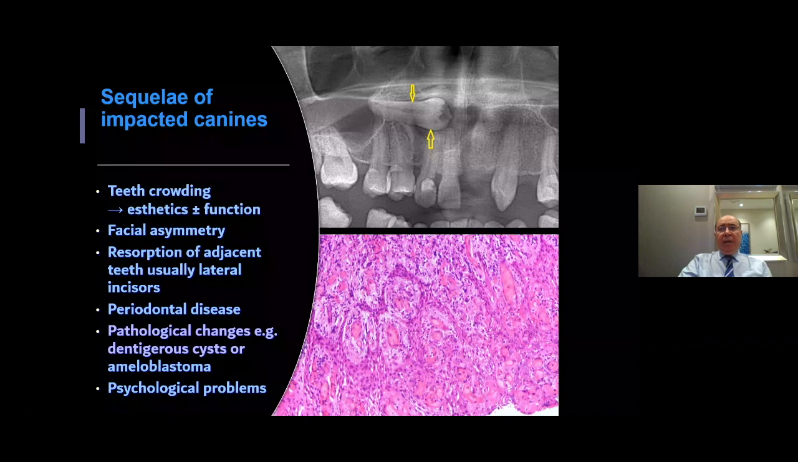If it is erupted in the mouth, but not in the right path, because of the crowding, it can also affect the periodontal condition. And furthermore, it can also cause some pathological change over time.